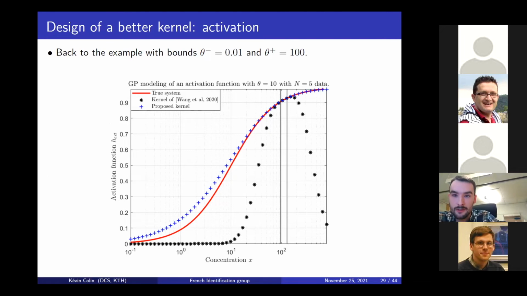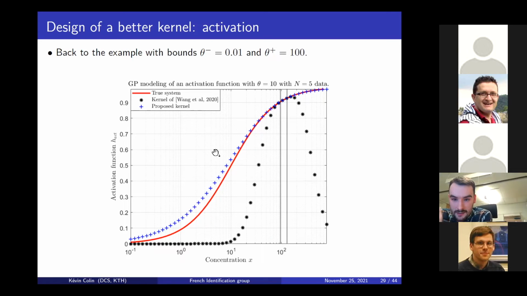Here we go back to the previous example I showed you. We did a GP regression with these 5 data points distributed in this small space that you can see delimited by these two vertical lines. What you can see in blue is the posterior mean computed with the new kernel. So what you can see is that it performs better. And it's kind of normal because in the kernel design, we have incorporated the structure of the function we want to estimate. So we included prior knowledge, so it's normal that we get a better estimate.